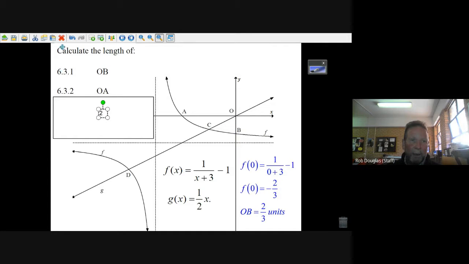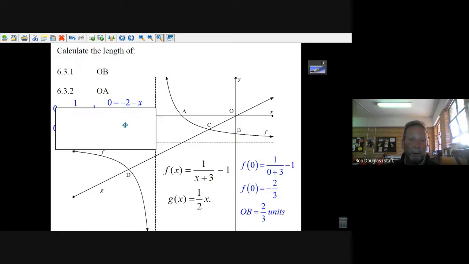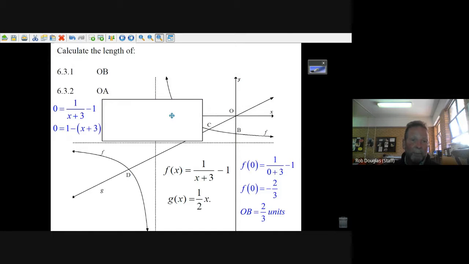Okay, what about OA? Well, that's a little bit harder because A looks like an x-intercept, and x-intercepts are a little trickier. So what we have to do to find an x-intercept is take the function and let y equal 0. Okay, now we've got that. You did the first part right. You get a mark for that. Now multiply everything by x plus 3.